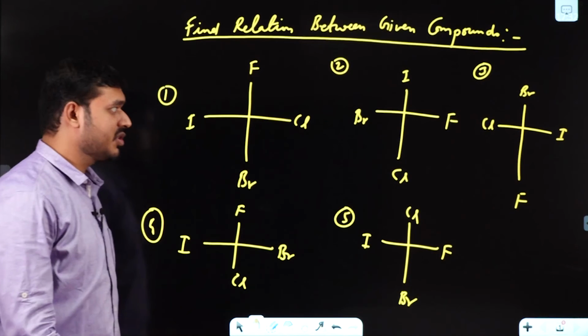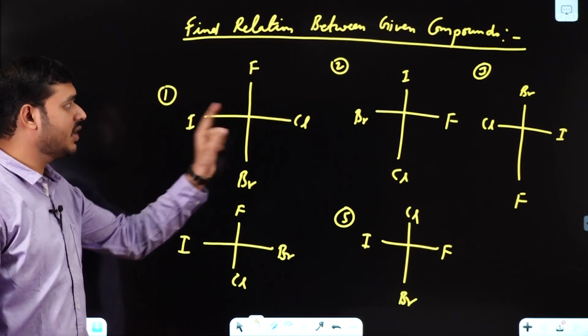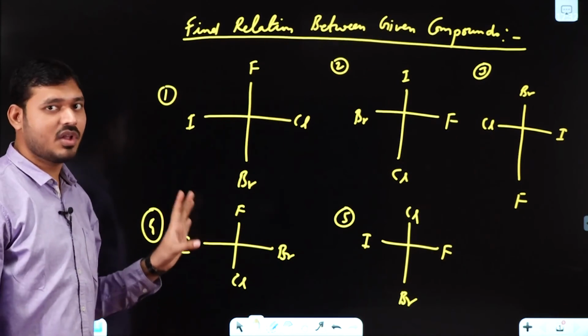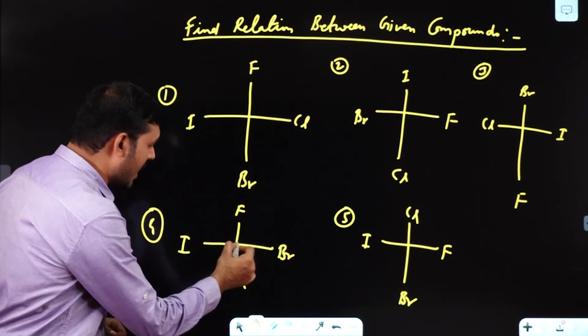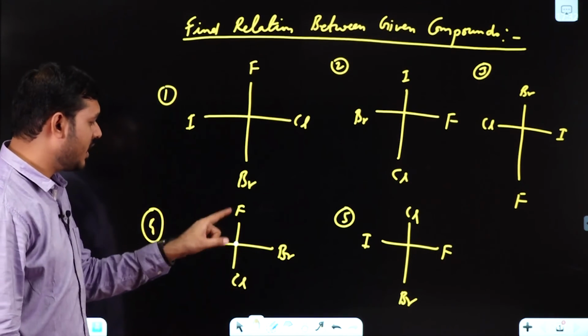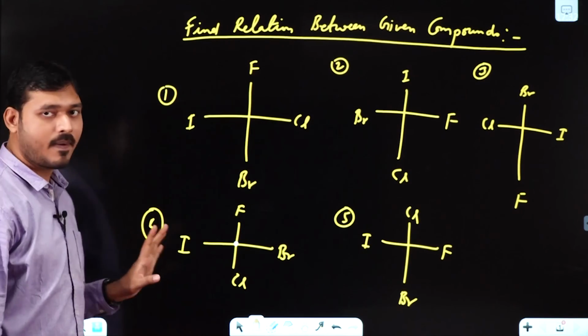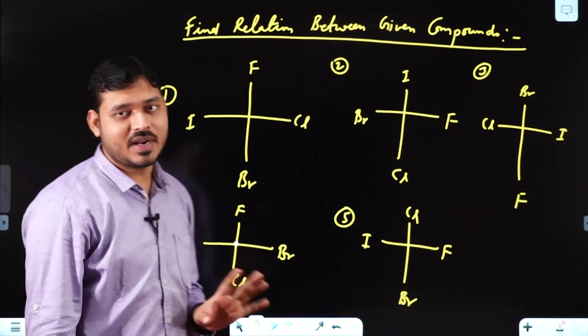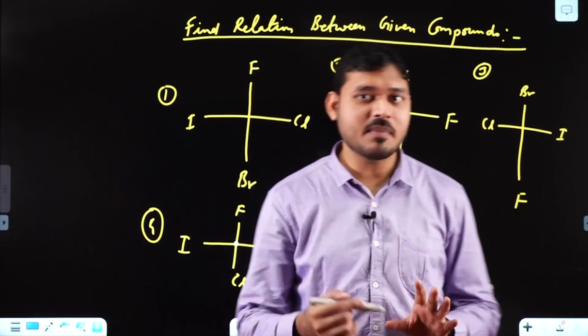Okay, so you have to find the relation between 1, 2, 3, 4 and 5. See, in all the cases I have used one chiral center carbon having fluorine, chlorine, bromine and iodine. Okay, now find out. I am giving you a hint.